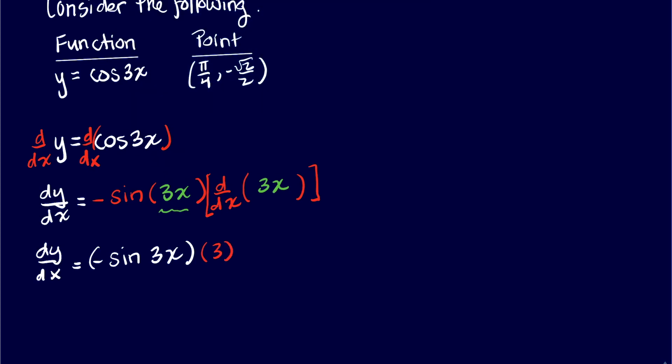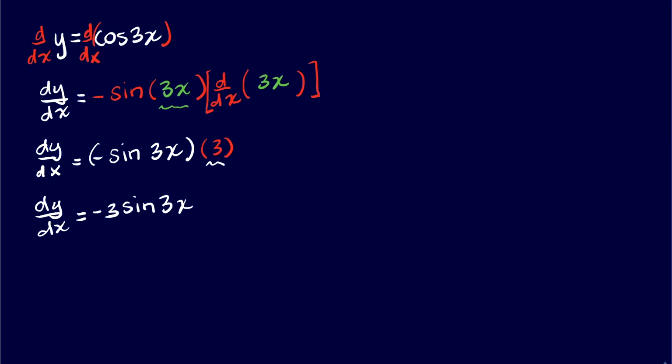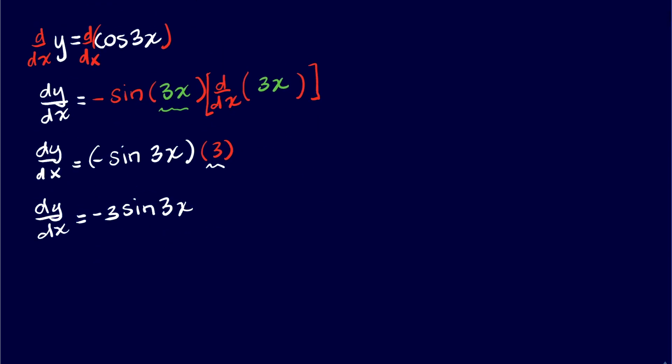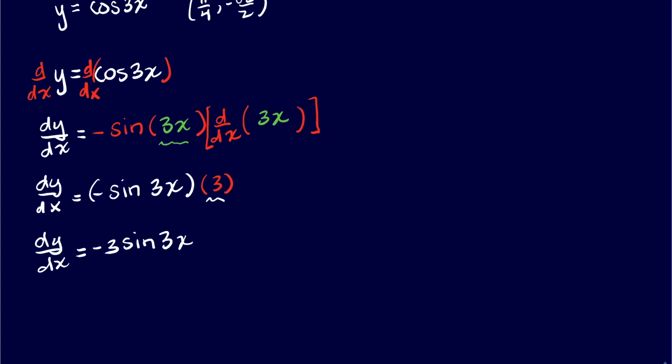And then cleaning it up, we will have dy dx. Now be careful, don't make up your own math here. The 3 does not get multiplied into the angle. I'm talking about this 3. It is a coefficient to that trig function. So we'll get negative 3 times sine of 3x. All right, so that was our first job, right? We had to find the general derivative function.